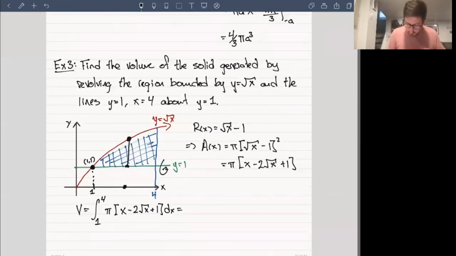And so here now, this integration again is fairly straightforward. It's something that we've been doing over and over and over again. So I get pi, and then I'll do all the integrations. So x squared over 2, that's integrating x, minus 2 times 2/3 x to the 3 over 2. That's a function we've seen a lot lately. And then integrating 1 gives us x. And this is running from 1 to 4, which I'll leave you to plug in the bounds here. But this gives me 7 pi over 6.